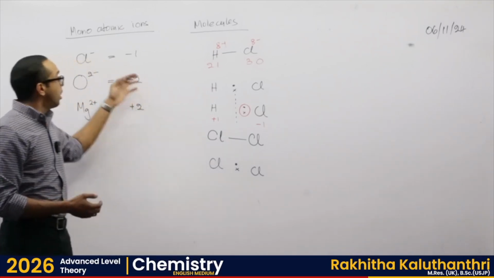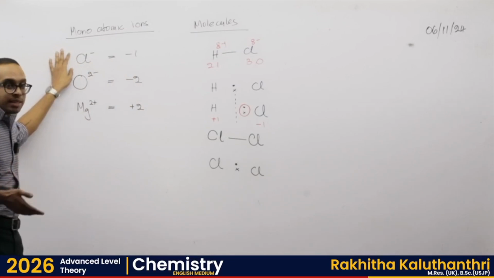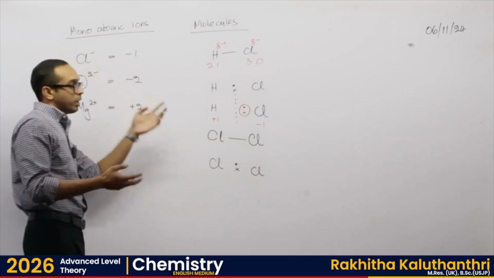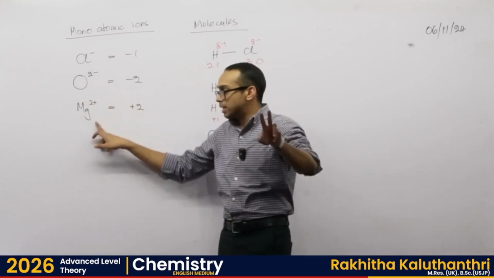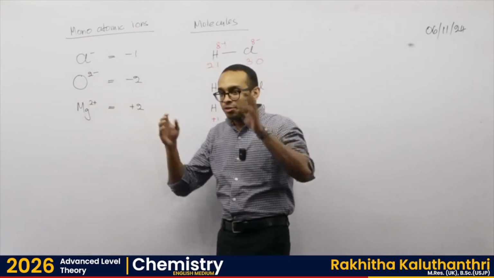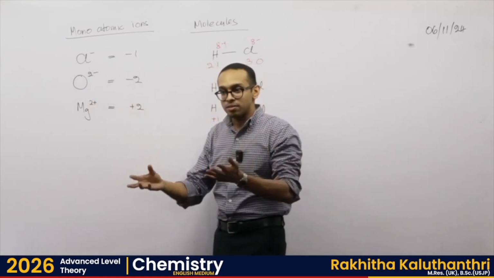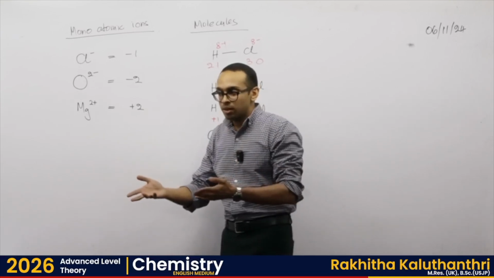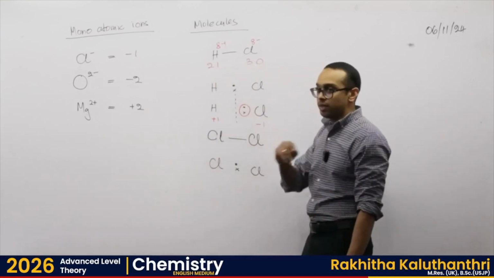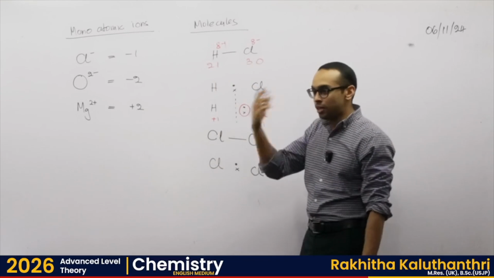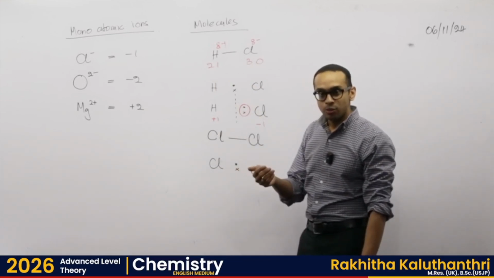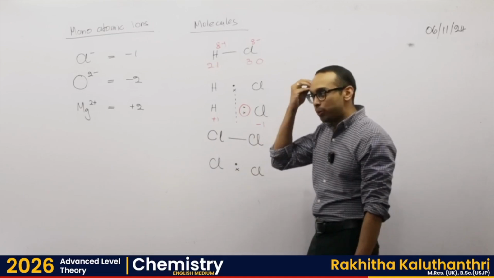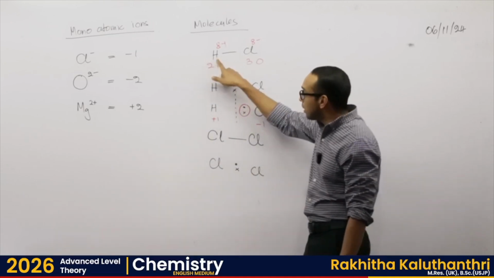When it comes to ions like this, it's very clear cut. Chlorine gained an electron. When it comes to this ion, oxygen gained 2 electrons. Magnesium has given 2 electrons. They exchange, transfer. But when it comes to molecules, it's not very clear cut, because they don't transfer electrons. They are sharing electrons. So therefore, we have to come up with a new way to assign them a charge.